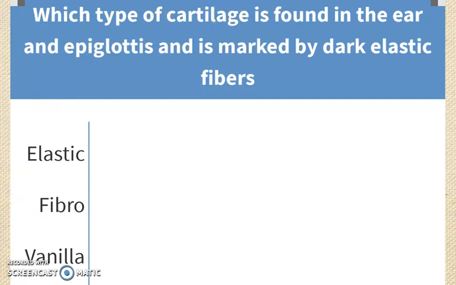Question number 1. Which type of cartilage is found in the ear and epiglottis? You guys have to know that. And is marked by dark elastic fibers. I really hope you said elastic. I will not say elastic fibers in the test.